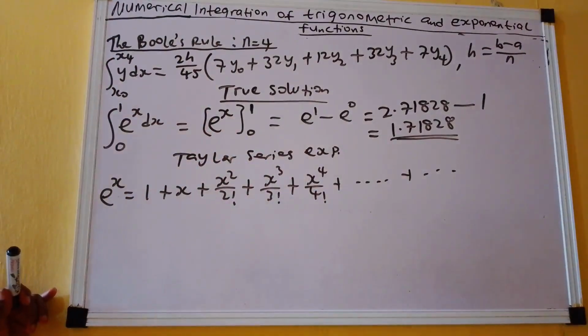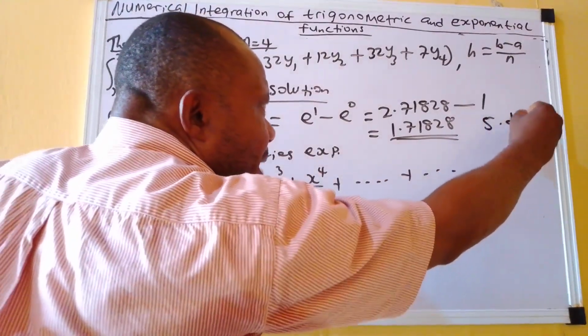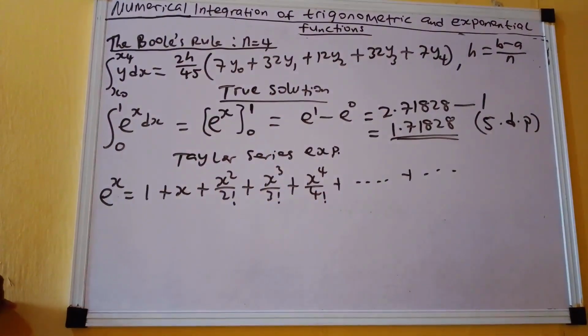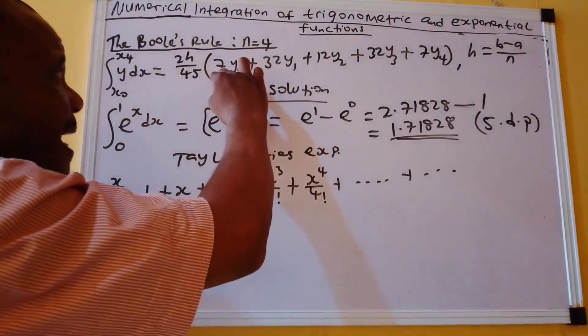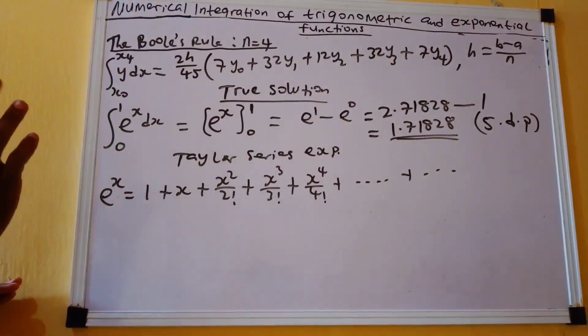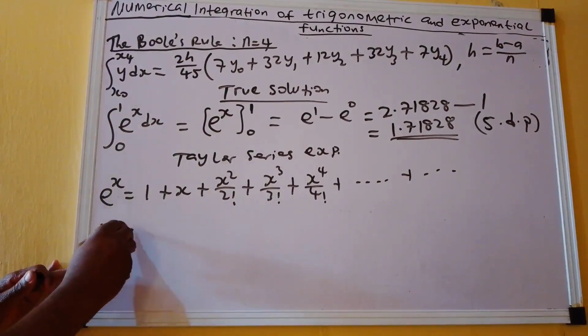Take note of that particular solution. So our true solution is 1.71828. Remember, we have worked it up to 5 decimal places. That's what we are working with. Now permit me to get the value for h. The value of h you are using for the y's is different from the value of h you are using here. So now let us get h in degrees.